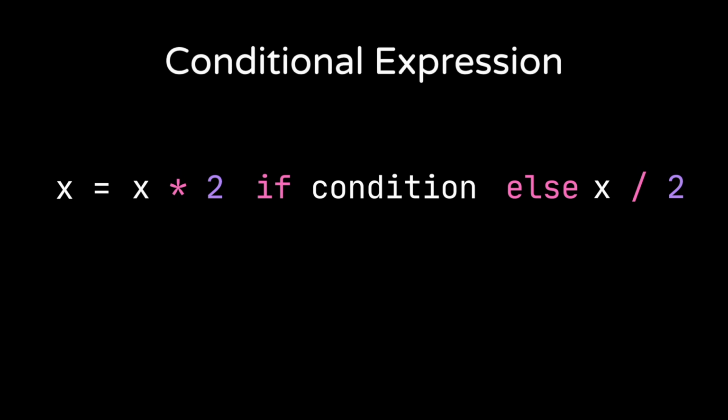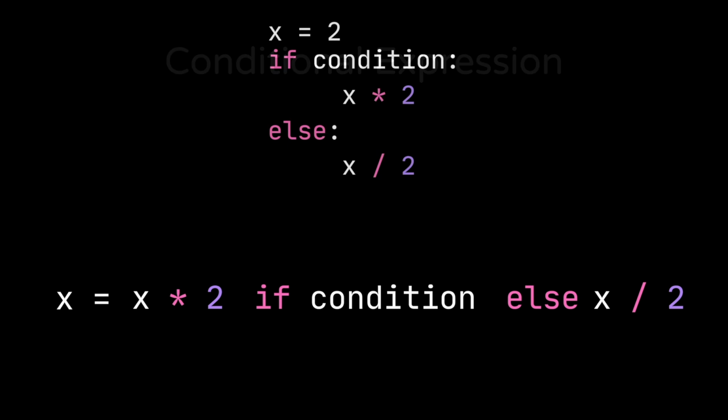By doing this, we create a ternary operator, otherwise known as a conditional expression. These 2 statements are now equivalent. The conditional expression condenses the if-else branch into one line of code.